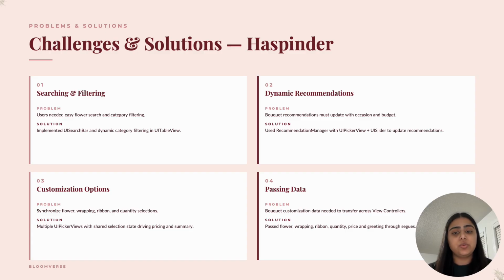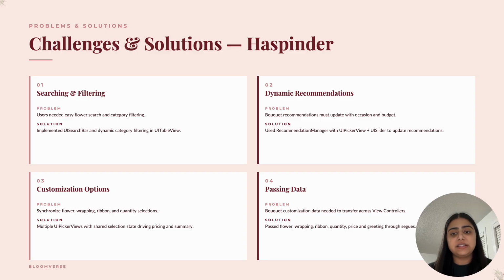The third one was customization. Our Bouquet Studio screen gives so many customization options to the user, like they can customize flower, wrapping, ribbon, quantity, and everything. So this will all affect the final bouquet. The application keeps those selections together and updates the price accordingly.